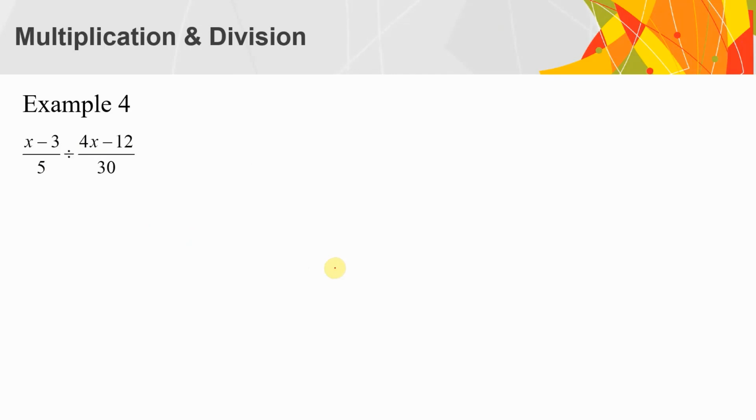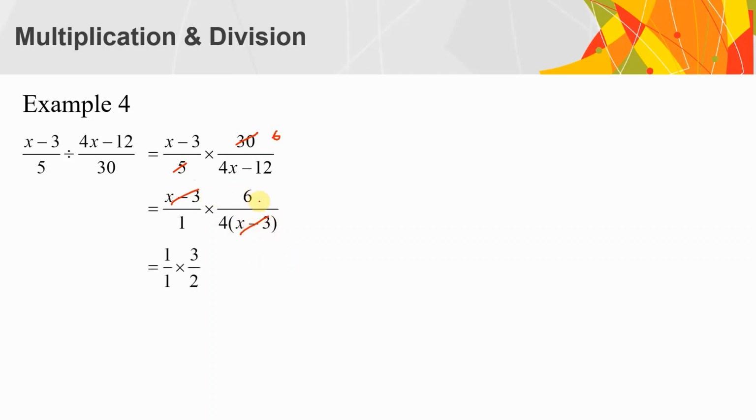For the last example, in this case we have division, so remember, when we have division, we invert the fraction at the back. That's step 1. Step 2, we can simplify diagonally. 5 and 30 can be simplified to 6. And this part, we can factorize it to this, and we can further simplify, cancel. What's left, we can still simplify 6 over 4, which is 3 over 2, and the final answer is 3 over 2.